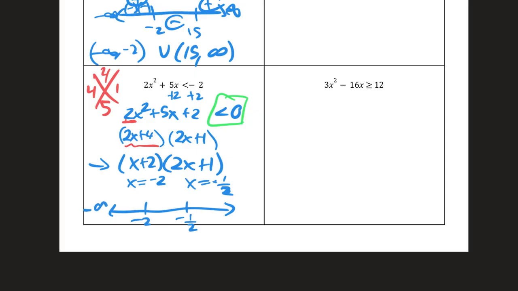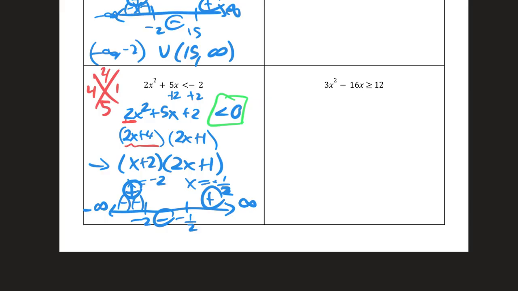And then I need to check a number in the interval between negative infinity and negative 2. So negative 3 again, or anything else. Negative 3 plus 2 is negative 1, so negative. And then 2 times negative 3 is negative 6, plus 1 is something negative. So I end up with that negative times a negative again, which is positive. And we can finish the sign chart by alternating.